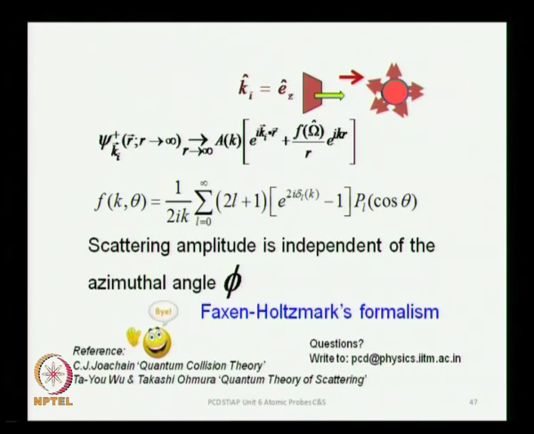This is a very important result in scattering theory. This is sometimes called the Faxen-Holtsmark formalism. Okay, and it gives the scattering amplitude. It is obviously independent of the azimuthal angle phi. And I will proceed from here in the next class. If there are any questions for today, I will of course be happy to take.